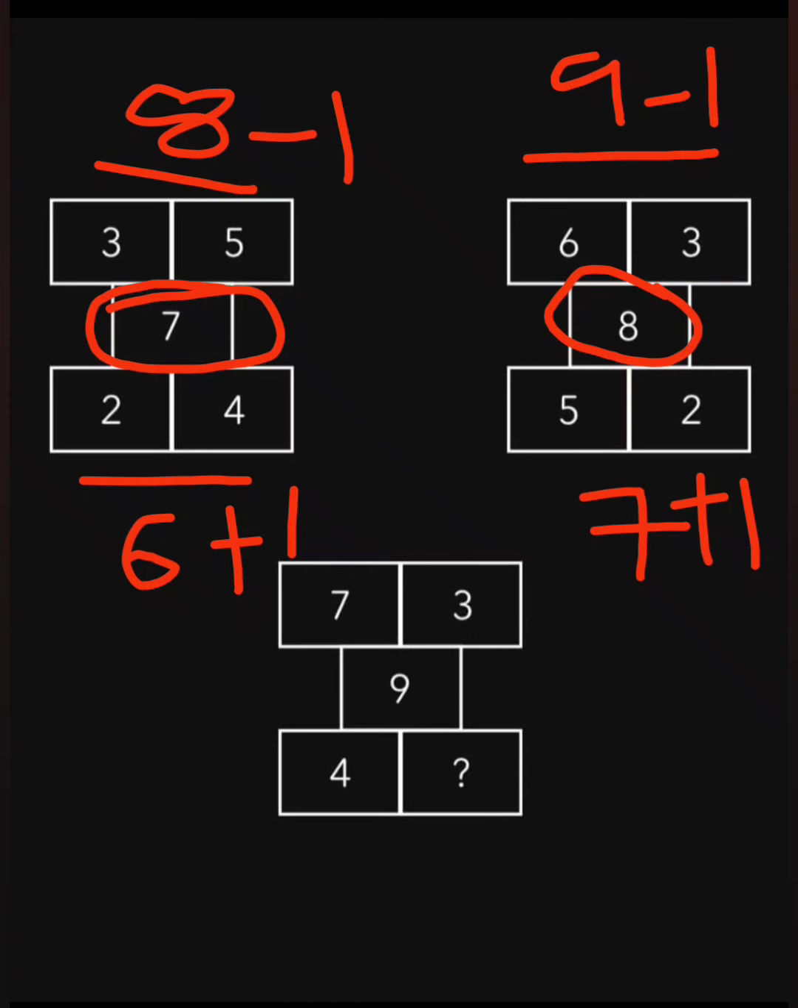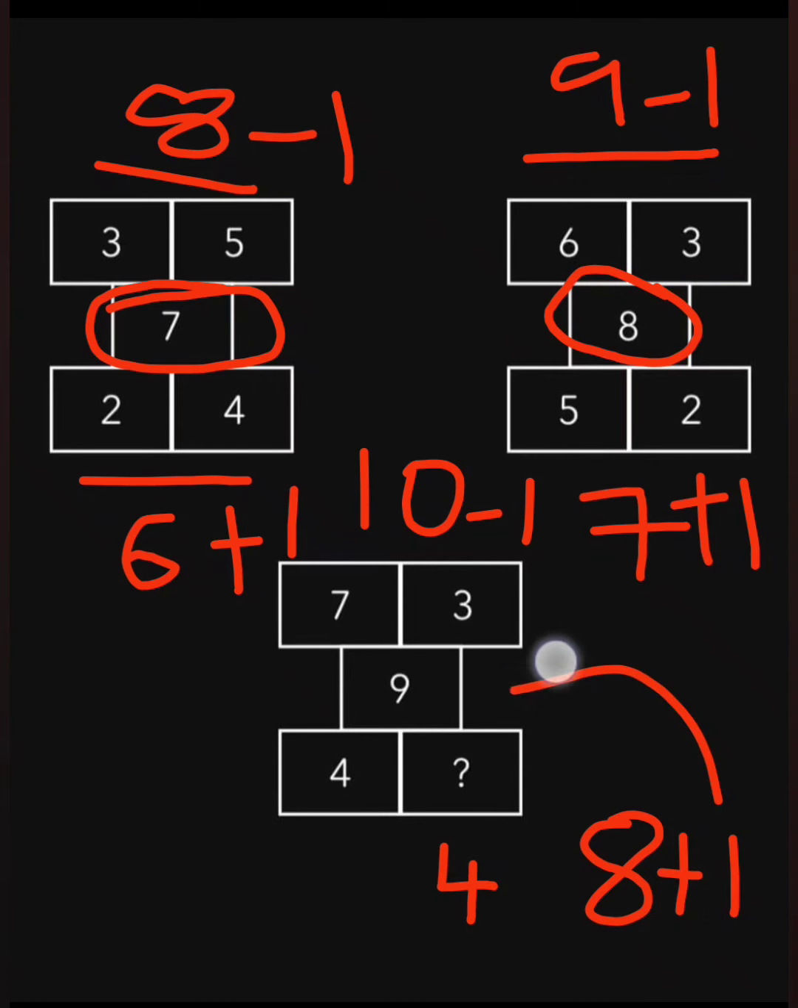7 plus 3 is 10. 10 minus 1 is 9 and 4 plus 4 will give us 8. 8 plus 1 is 9. This will be our second solution. So second solution is 4.